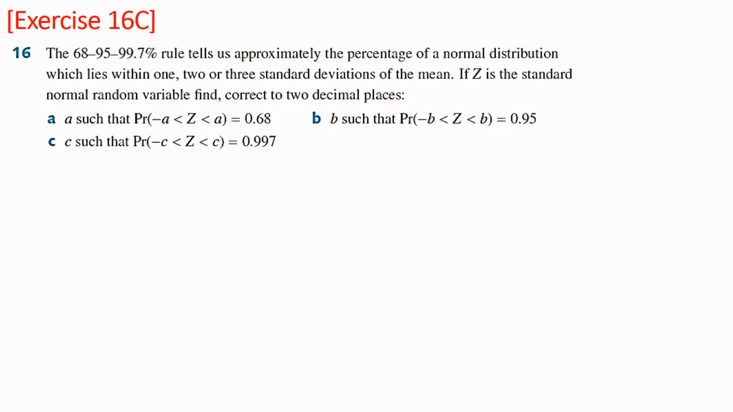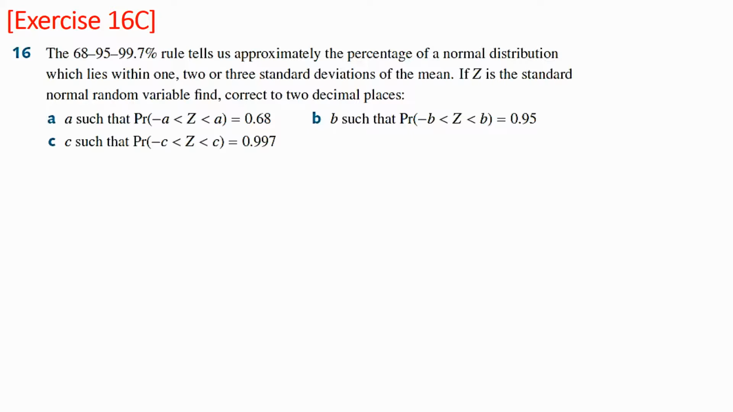Rule tells us approximately the percentage of a normal distribution which lies within 1, 2, or 3 standard deviations of the mean. Now, if Z is the standard normal, I know all these words sound funny, but if you just break them apart, if Z, so you've got the Z axis, is the standard normal, which we already knew, Z values. Find, corrected to two decimal places, A such that the probability of Z being greater than negative A and less than A is 0.68.